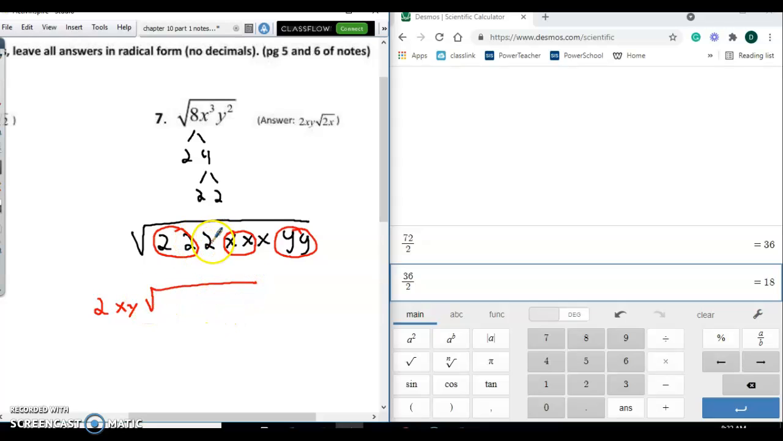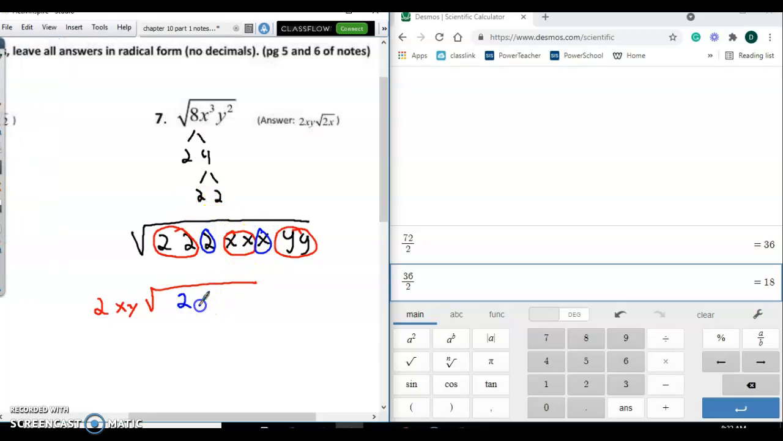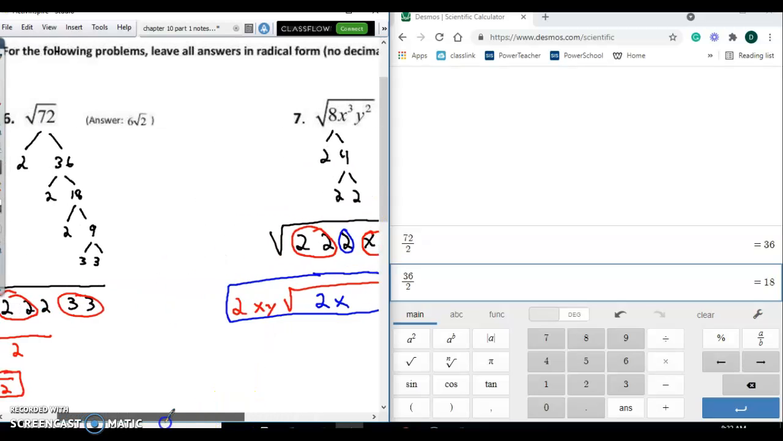What's left over on the inside is a 2 and an x. So you can see it here. We just have those by themselves. They'll stay inside. So that is our final answer. So again, we're looking at you breaking this down so you can find the pairs in those.